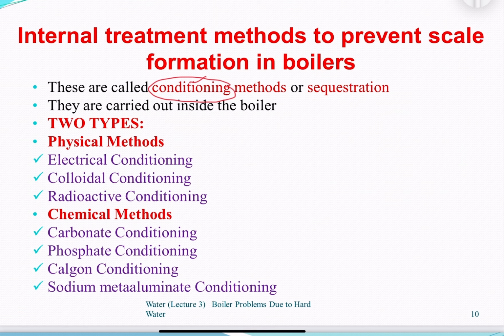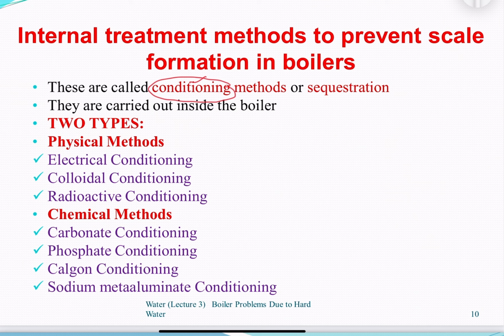Now there are two types of techniques, as I told you earlier. One is physical methods. There are three physical methods: electrical conditioning, colloidal conditioning and radioactive conditioning. In physical methods, what we do is we do something so that the scale forming particles do not come closer to one another and do not settle to form scales. On the other hand, they remain in the form of sludges and can be removed by blowdown operation.